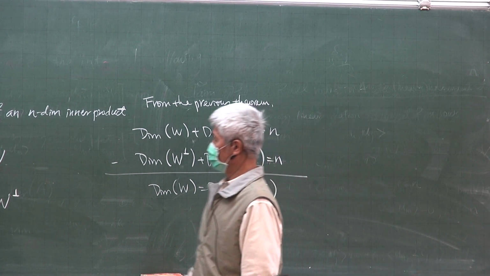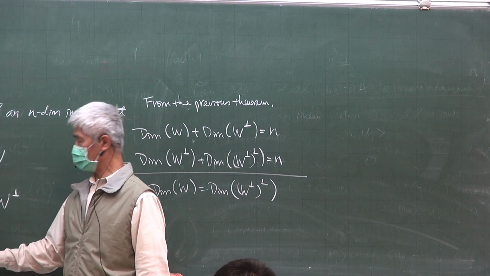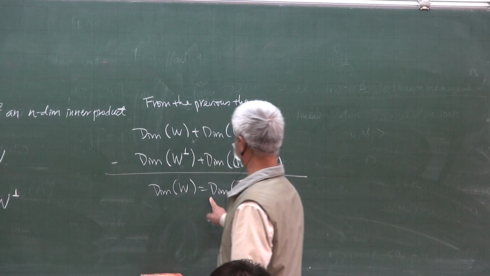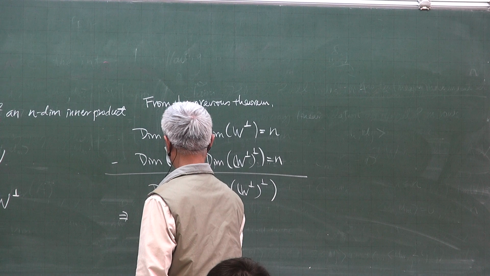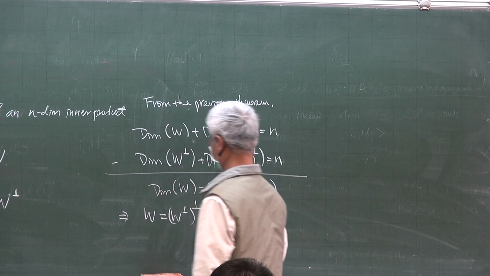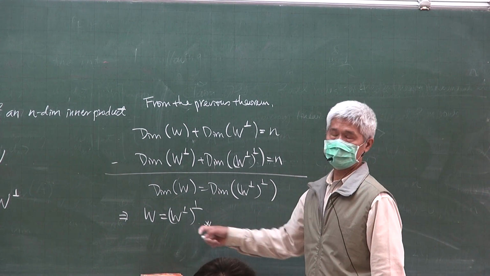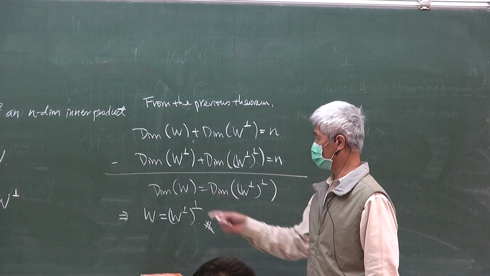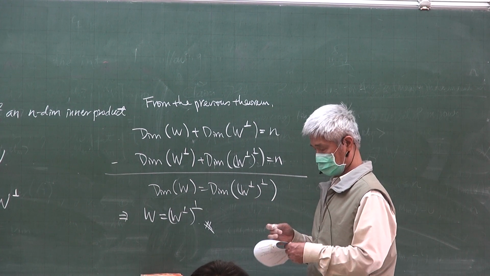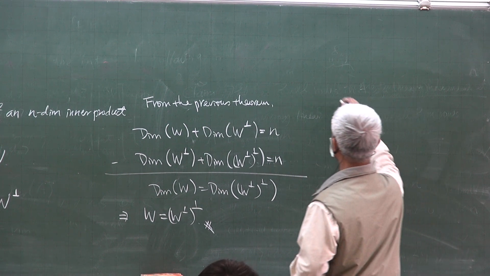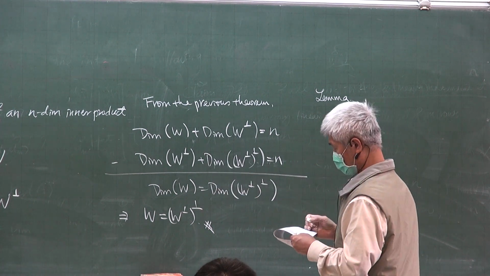Alright? Now, if W is a proper subspace of this double perp, then we cannot have this. So this implies that W is equal to W perp perp; there is no other choice. We must have this identity, because they have the same dimension, and W is a subspace of W perp perp. Okay, so we have this one.